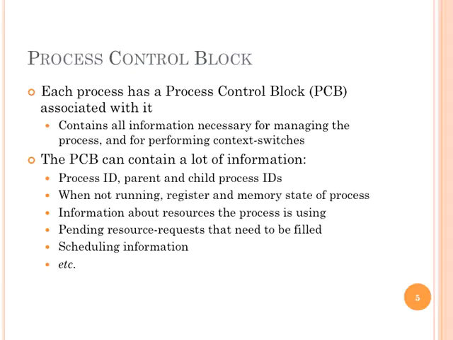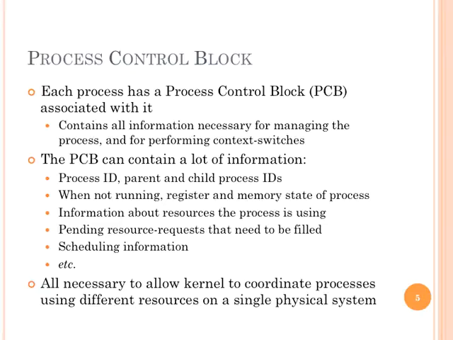So this would be representative of what you'd see on Unix. So process ID, parent and child process IDs. When it's not running, the context of the process, information about the resources the process is using, particularly if it's blocked on some long, or I should say slow resource, then we need to keep track of what resource we're actually waiting for and so forth. Pending resource requests and scheduling information. And you can see that the kernel is basically a big librarian or a big bookkeeper trying to keep track of all these processes. What are they using? What are they waiting for? Who's done what? Who's waiting for the CPU and so forth?